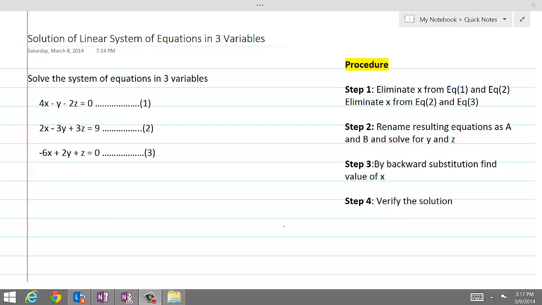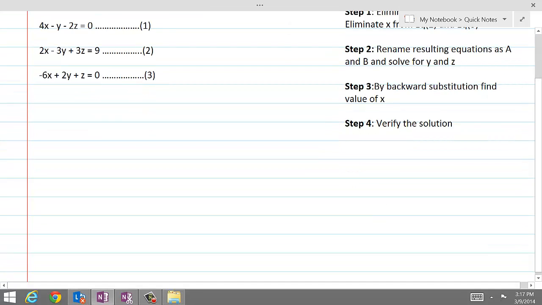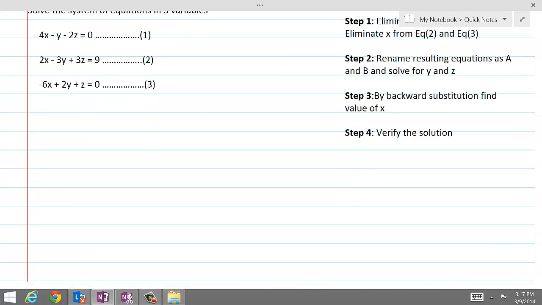Solution of linear system of equations in 3 variables. Here in the given linear system, we are given 3 equations in 3 variables. We will use the elimination method to solve this system and find the values for x, y, and z, which are in fact the intersection of all the 3 given planes. So let's get started, and we divide this problem into 2 groups.